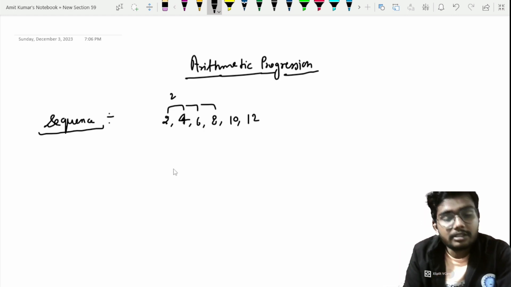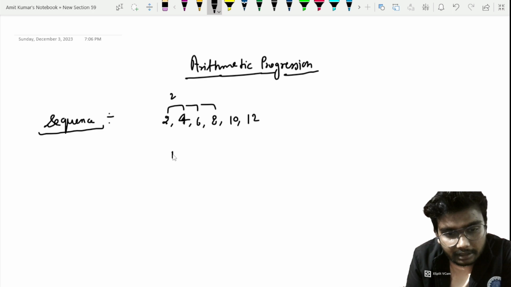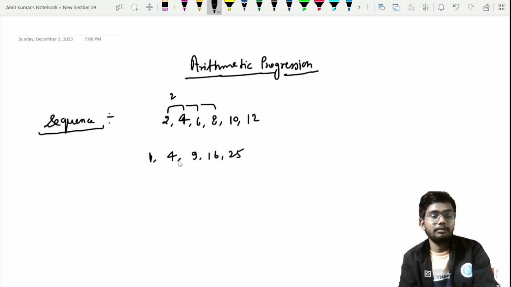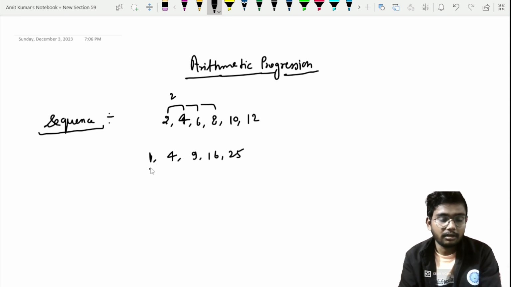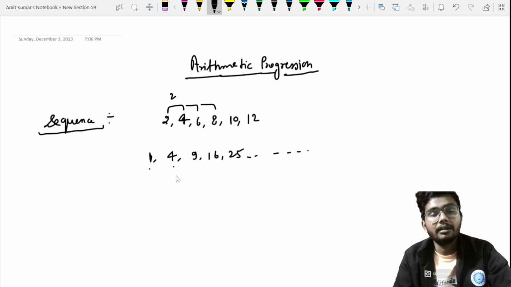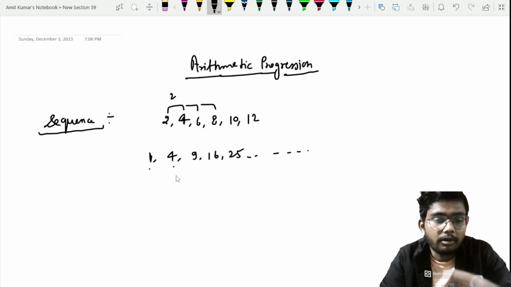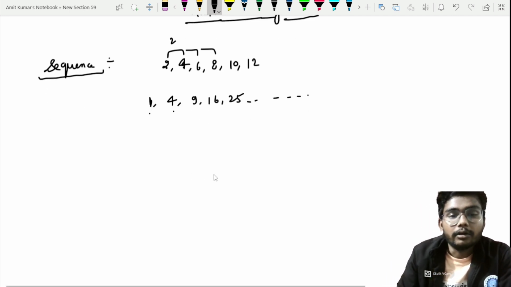Let's take one more example: 1, 4, 9, 16, 25. We can see that this is the square of 1, this is the square of 2, this is the square of 3, and this is the square of 4. These are also in a proper order. So this type of group is called a sequence. Let's come to the next one.